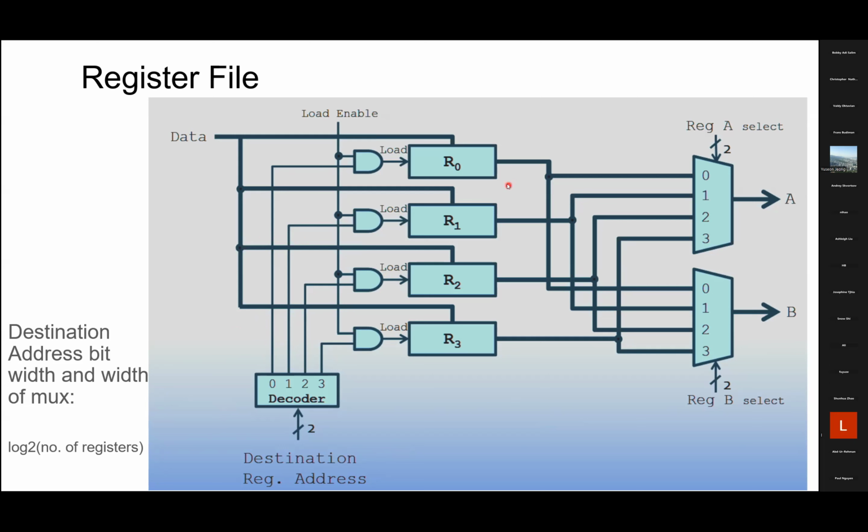Register files consist of a set of registers, and you can refer to one of these unit registers using a destination address. The bit width of that address has to be the log 2 of the number of registers here. So if there are 4 registers, then you need an address that is 2 bits wide. I hope that makes sense, right? So here the addresses are 00, 01, 10, and 11, and so on and so forth.